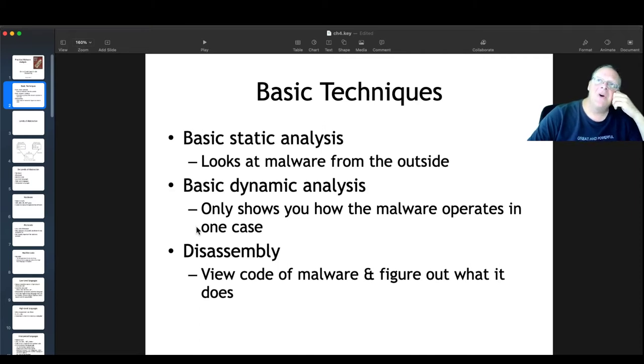But the next one is advanced static. Advanced static is where you look at the code and figure out what it does, which is what most people find the most difficult thing to do, because this assembly language stuff is kind of hard to read. It takes a few tries to get used to it.